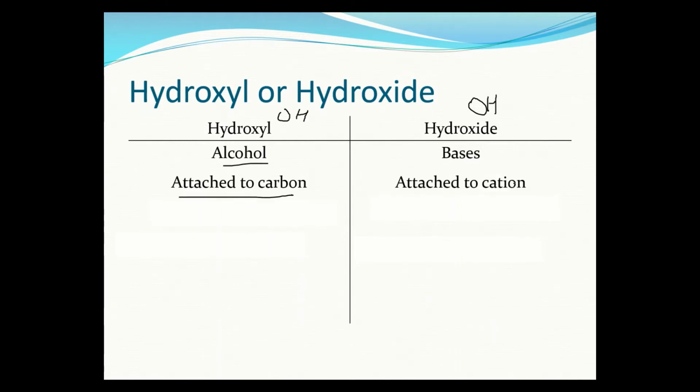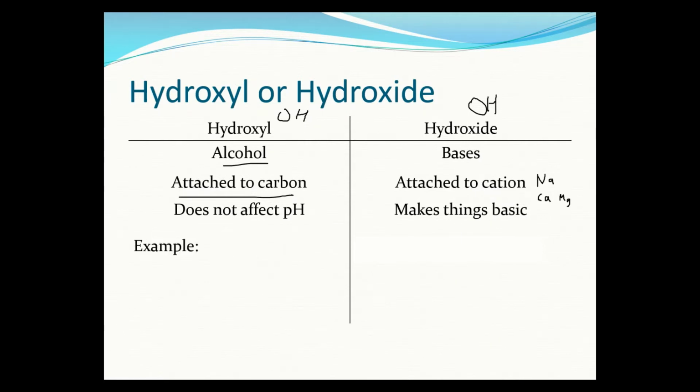Hydroxide attaches to cations, and cations are things like sodium, calcium, magnesium. So hydroxyl does not affect pH, and hydroxide makes things basic. An example of a hydroxyl group would be like this. If I had something like this, and these are all hydrogens, this would be a hydroxyl because it's all bonded to carbon.